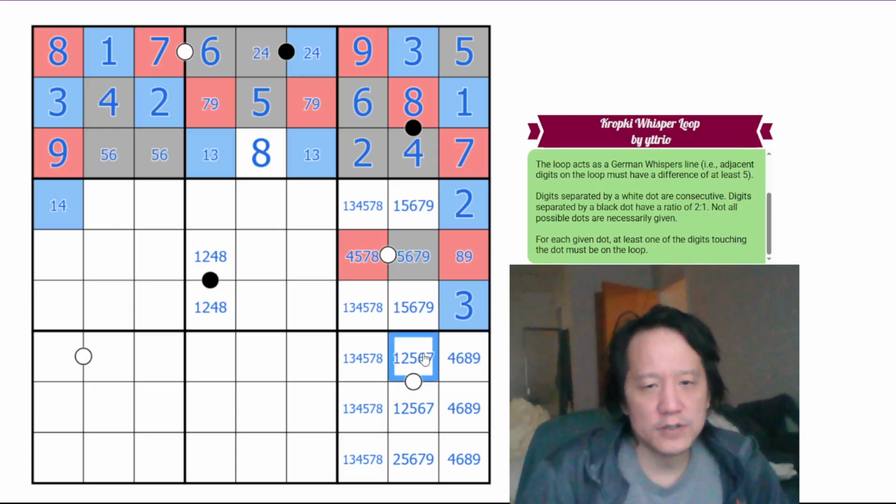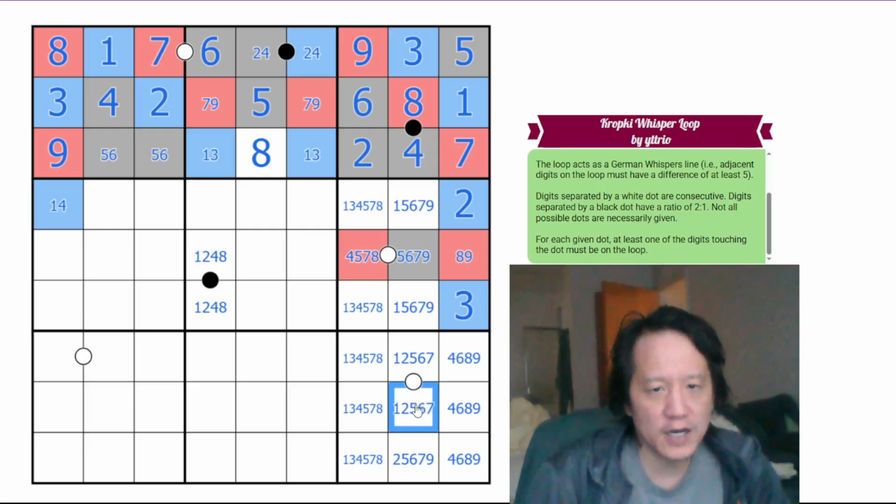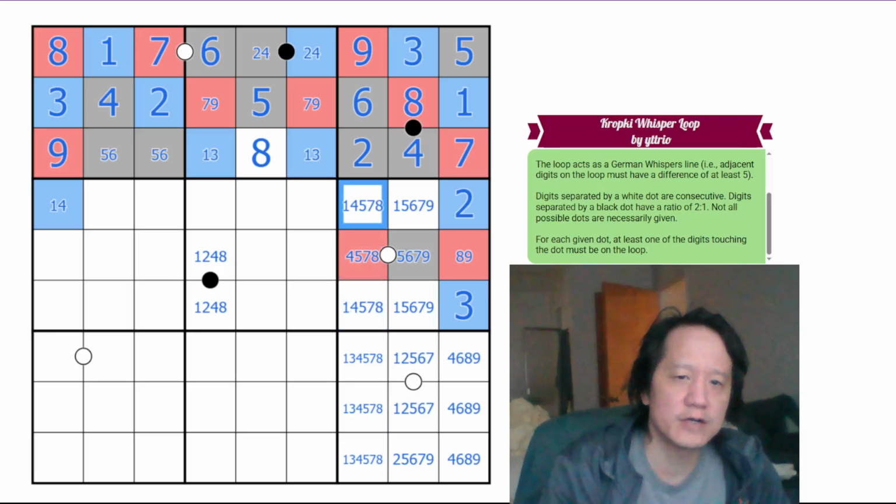If this is on the loop, it's low. If this is on the loop, it's high, right? Because low, high, low. This also eliminates 3 in the rest of the box.